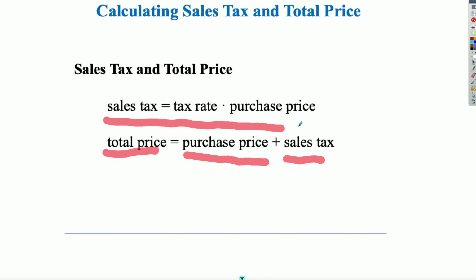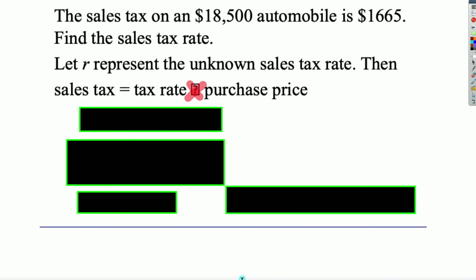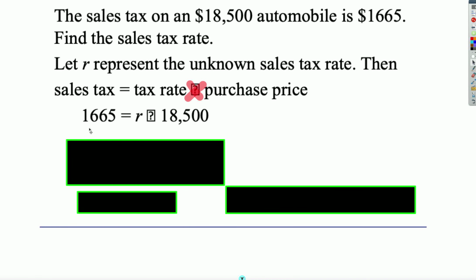Sales tax is tax rate times purchase price. So this time my variable is somewhere else. I know my sales tax, $1,665, is what I was told. My tax rate is an unknown, so I'm going to put an R or a K or whatever. And this dot right here is supposed to be a multiplication sign. Not sure what happened. Sorry about that. So I'm going to put my multiplication.